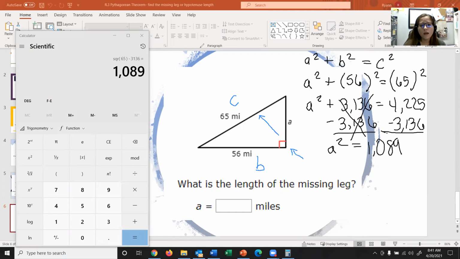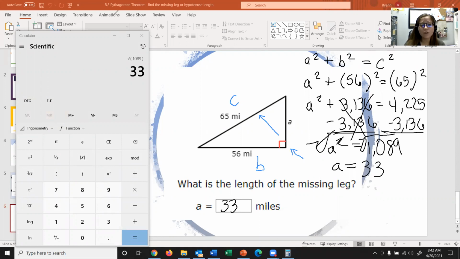Again, we're going to use those inverse operations of getting rid of that exponent to get a completely by itself, by finding the square root of a squared and finding the square root of 1,089. This is going to cancel for us, leaving us with just a equals. And then we can take 1,089 and find the square root by hitting this button. The square root of 1,089 is 33. So the missing leg length is going to be 33 miles.